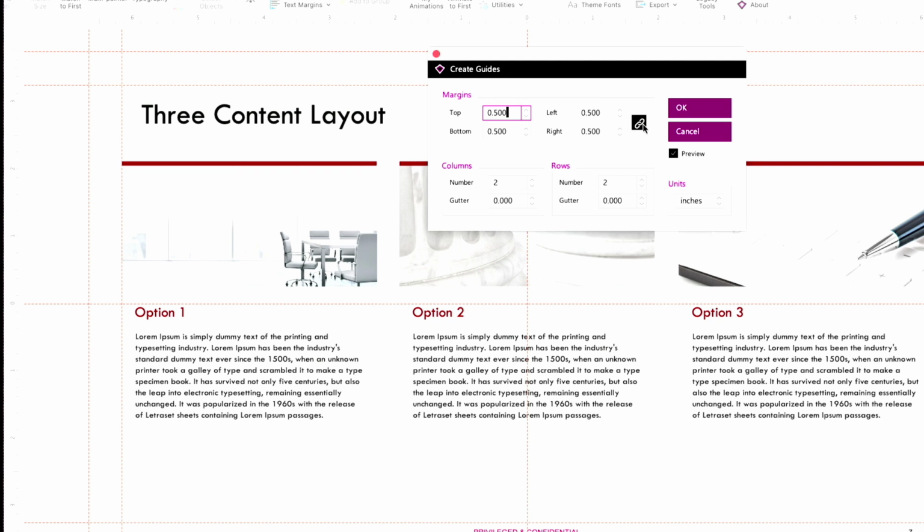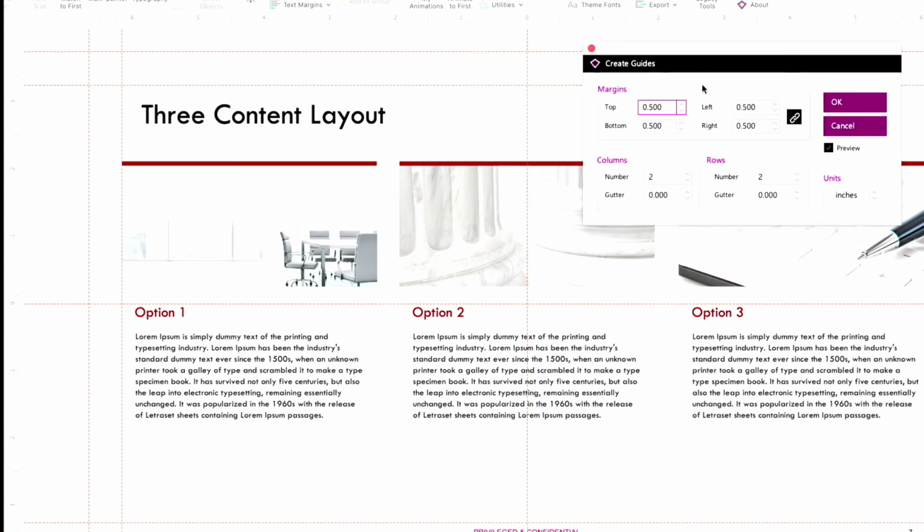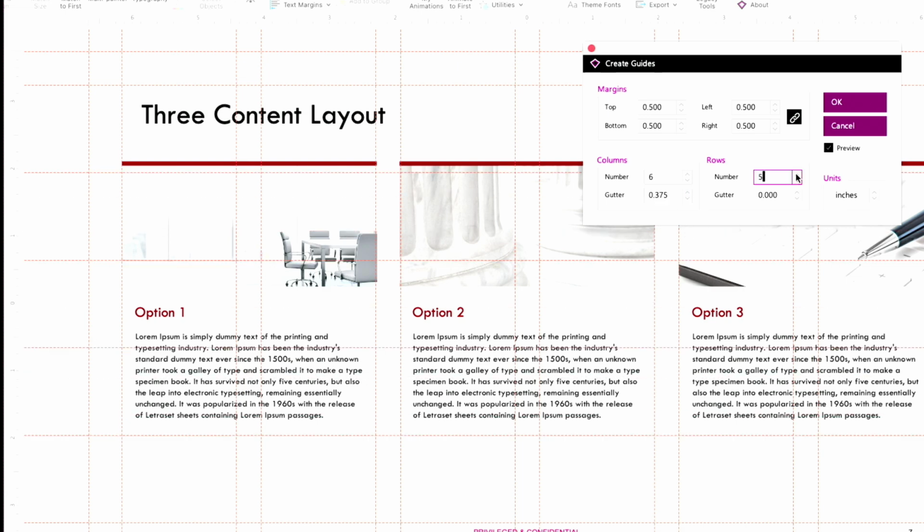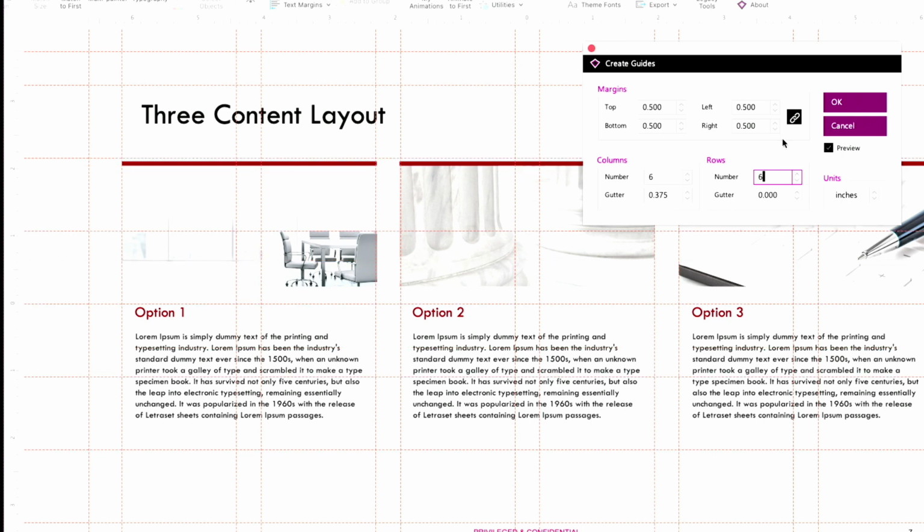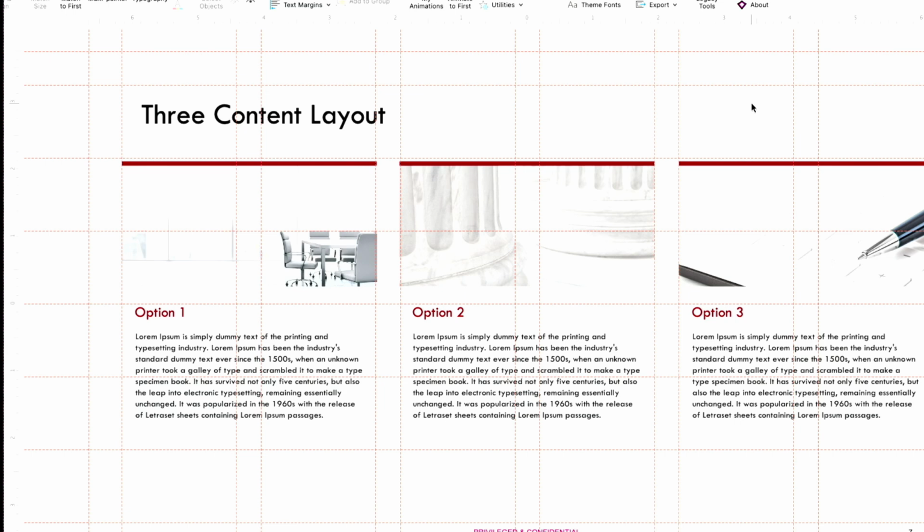You can take the little chain thing off. Columns, I could do a three column, let me go do a six column. Just click, click, click. I wanna give a gutter to it, maybe a 0.375 inch gutter. Rows, I usually don't do too many rows, but maybe we'll do six rows here. Inches, metric, whatever, click OK. There are your guides, done.